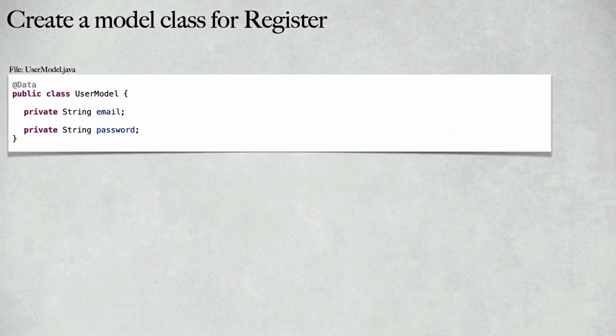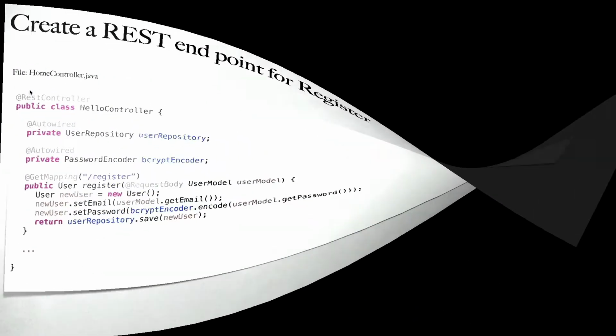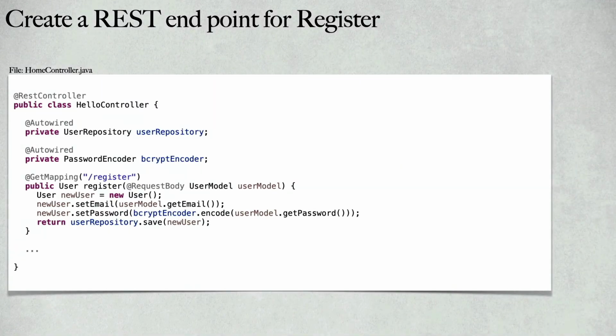The next step is to create a model class for the register API. We're going to create a model class which contains properties such as email and password. We will add the data annotation from Lombok. And the last step is to create a REST endpoint for the register API.